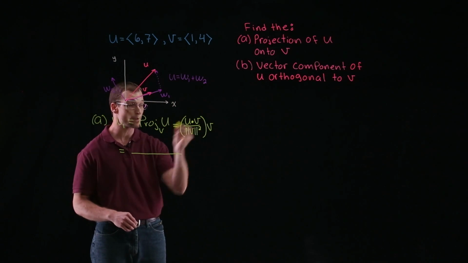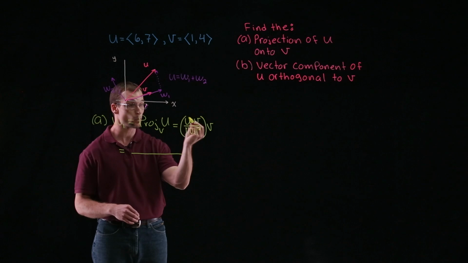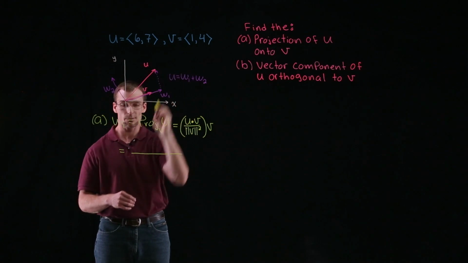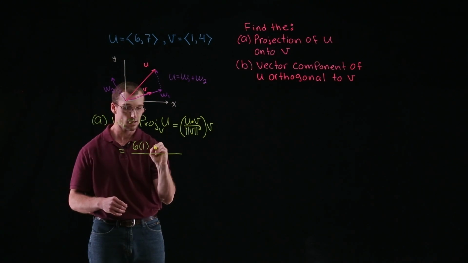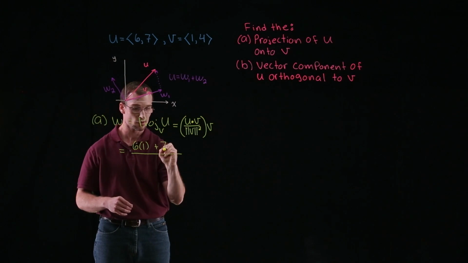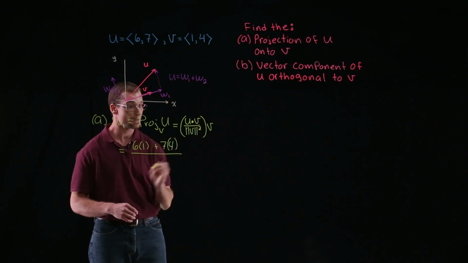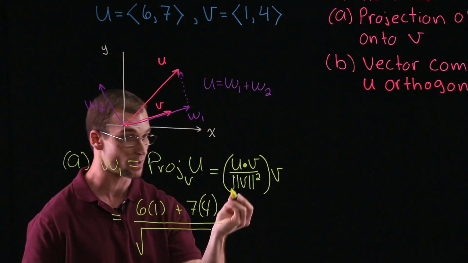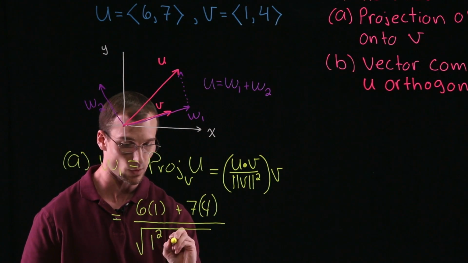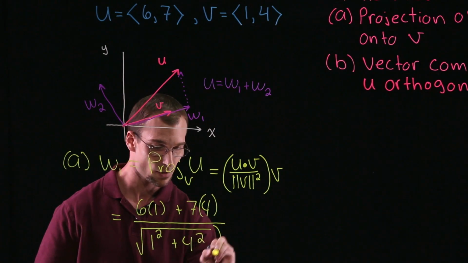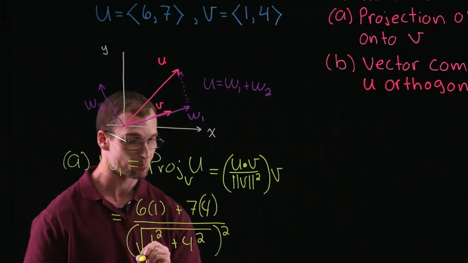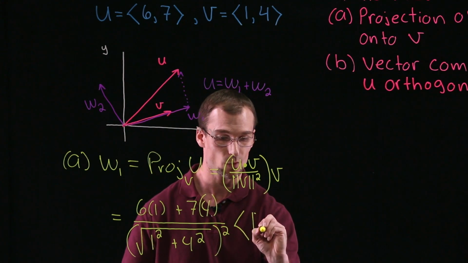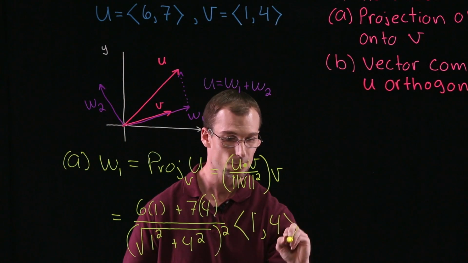Okay, so let's start with u dot v. A dot product is just the component-wise multiplication between two vectors and then adding everything along. So we're going to take the component 6 times 1 and then add it with our component 7 times 4. And then the square of the magnitude, well, the magnitude is the square root of the sum of squares of the components of v. So the square root of 1 squared plus 4 squared, but we're squaring that magnitude. And then we're going to multiply this with our vector v, the vector with components 1 and 4.